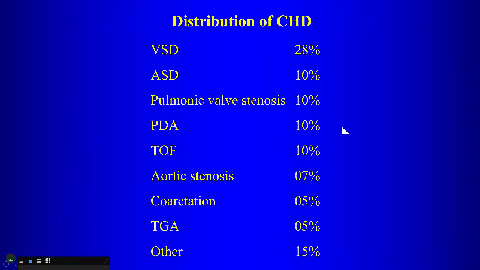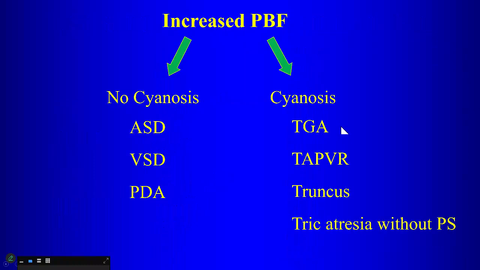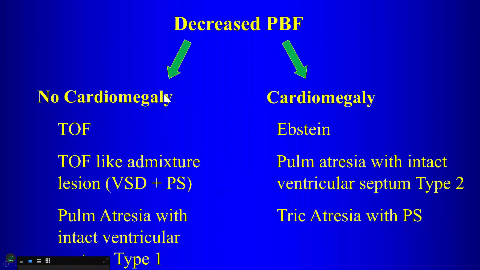And then I've given you this in terms of the distribution of congenital heart disease that we can also see. So your survival guide: increased pulmonary blood flow, no cyanosis, left to right shunts. Cyanosis, admixture lesions, the T lesions, make sure you know these three, not tetralogy. Decreased pulmonary blood flow, no cardiomegaly, start with tetralogy or tetralogy-like lesions. They have a VSD and pulmonic stenosis. This weird thing, pulmonary atresia with intact septum type 1. If there is cardiomegaly, the big thing there is Epstein's, and a few other things are also thrown in there. But this is your survival guide. Memorize this in terms of how to approach the plain film, and you can give a reasonable differential diagnosis.